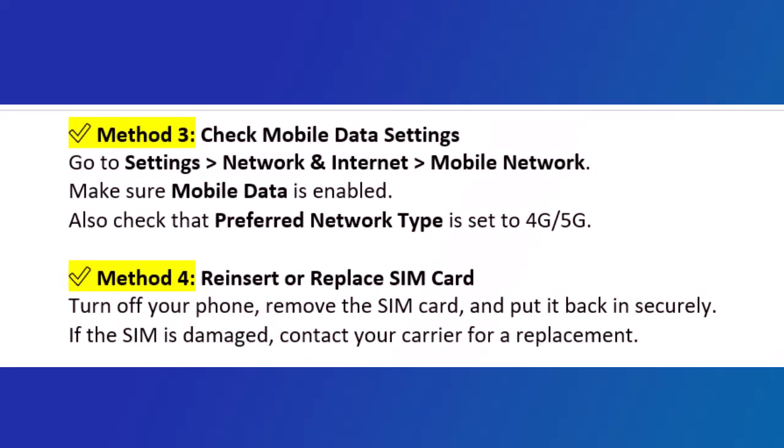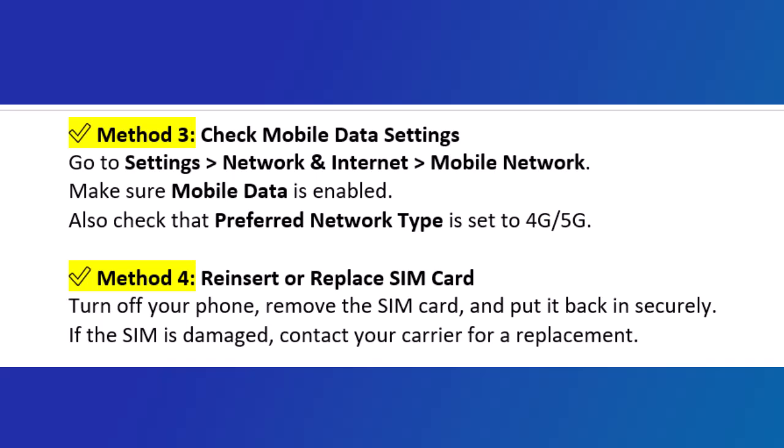Method 3. Check mobile data settings. Go to Settings, then Network and Internet, then Mobile Network. Make sure mobile data is enabled and also check that preferred network type is set to 4G or 5G.